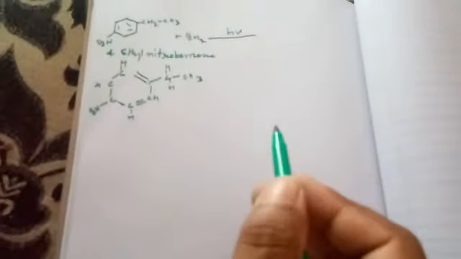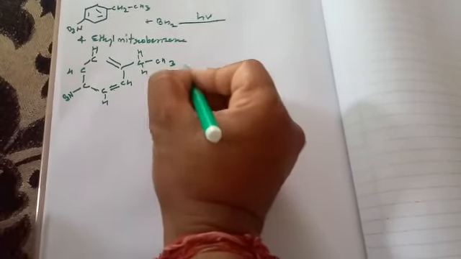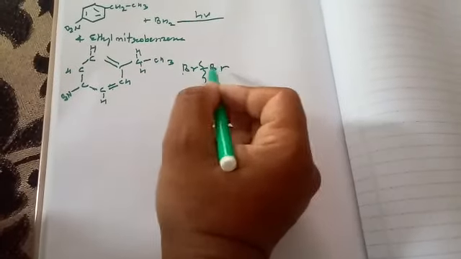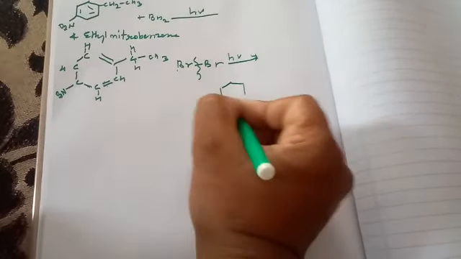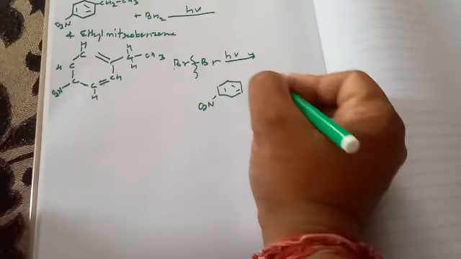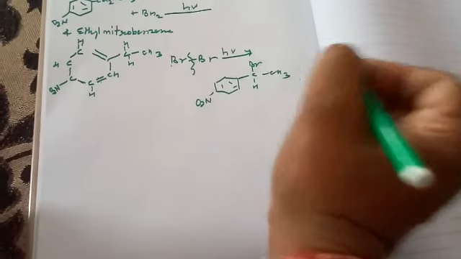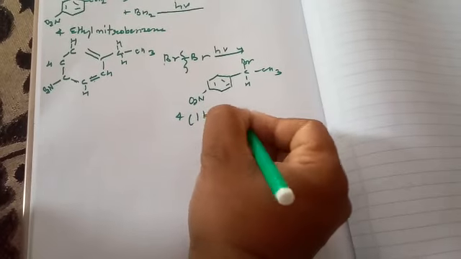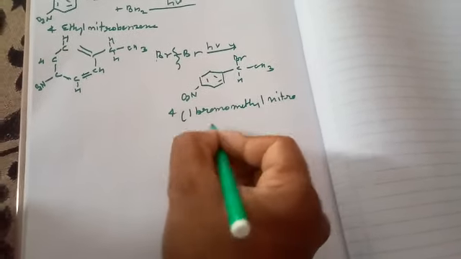It interacts with Br2, the bond breaks down in the presence of UV light. Then finally we get the product: O2N and CHBrCH3, 1-bromoethyl nitrobenzene.